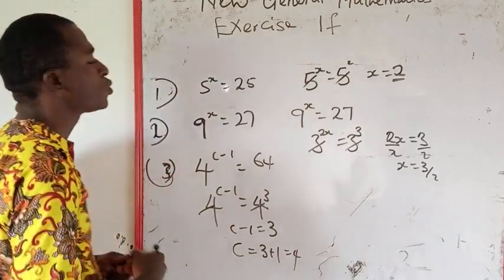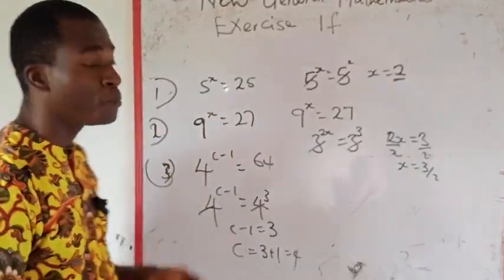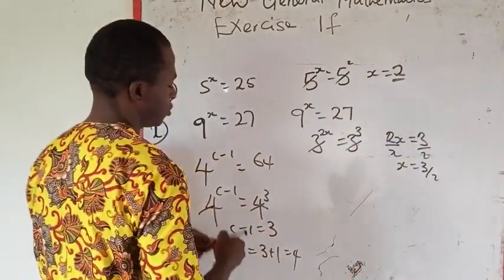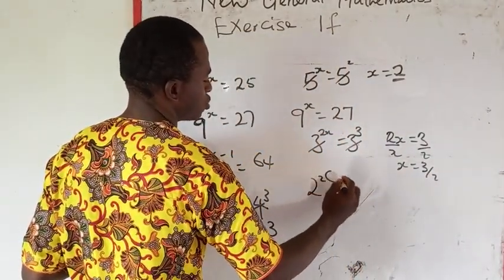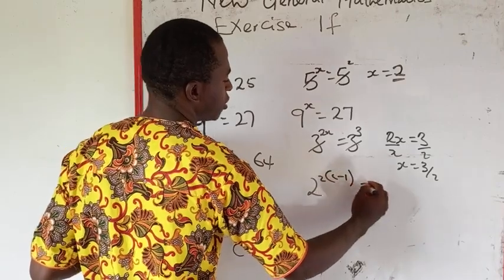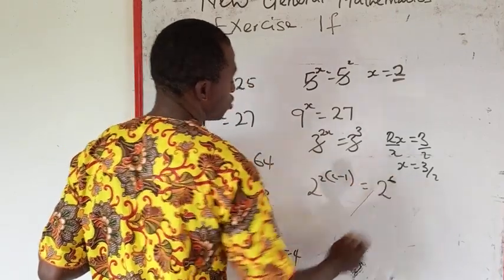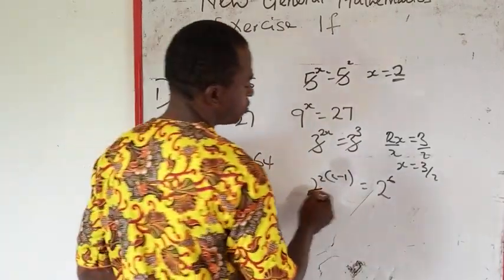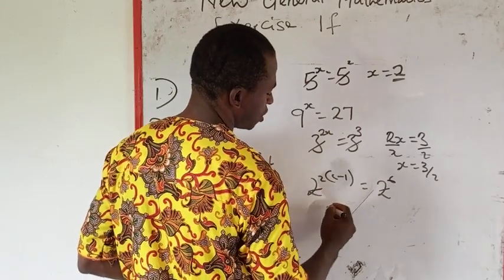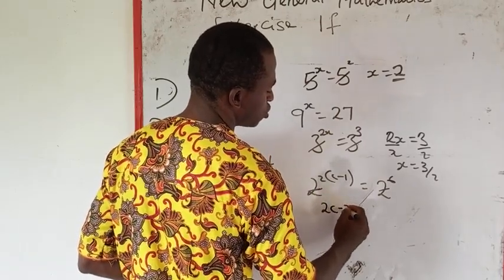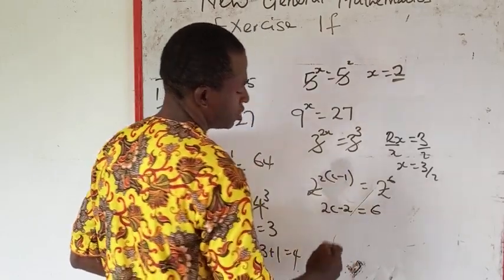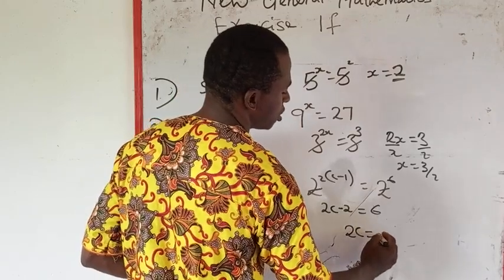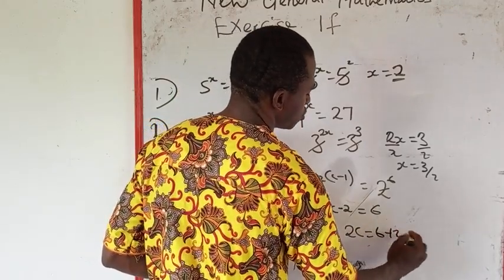4. But if you choose to do it the other way around, where we now raise to the base of 2, it can still work, but that one will be more stressful. So we now have 2 raised to power 2, c minus 1 equal to 2 raised to power 6. 2 raised to power 6 is equivalent to what? 64. So we divide both bases, where we now use 2 to open the bracket. We now have 2c minus 2 equal to what? 6. Then collect like terms, it will go this other way around. So we now have 2c equal to 6 plus 2.